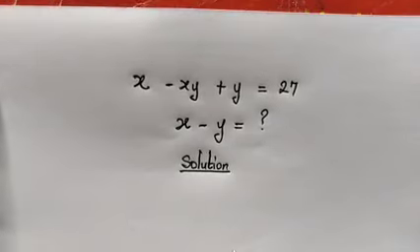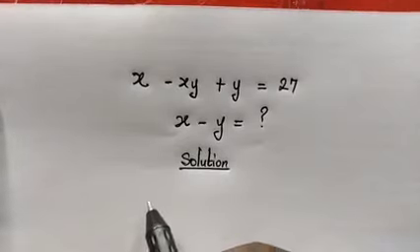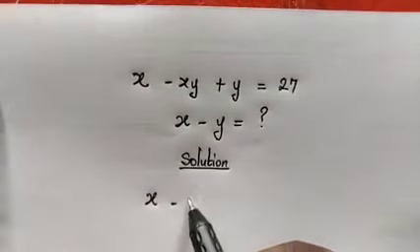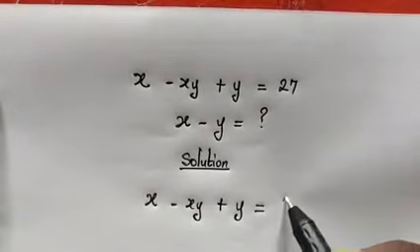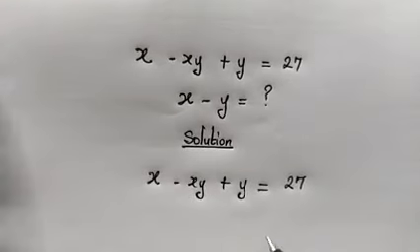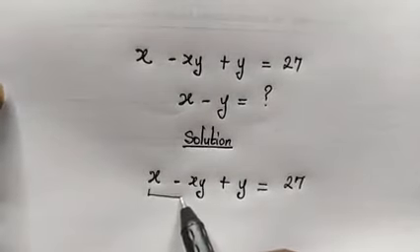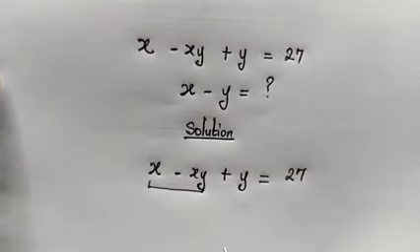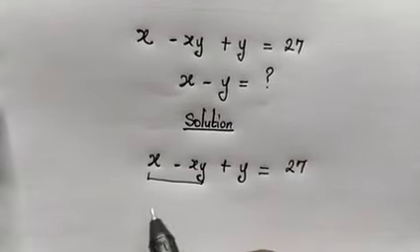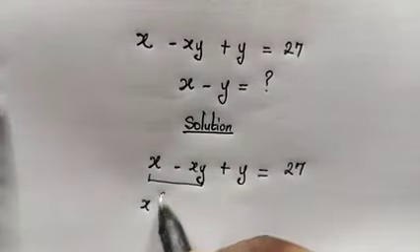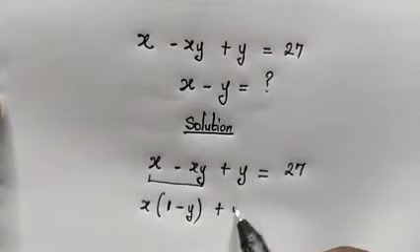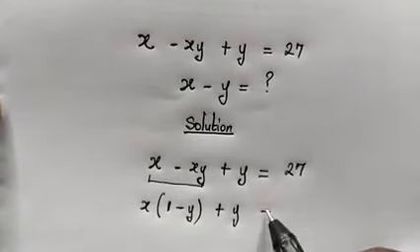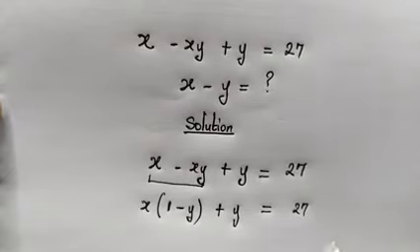So let's get started. We have x minus xy, then plus y. This is equal to 27. We can see from these two terms here, x is common, so we can factor it out. When you do that, we have x, then into bracket 1 minus y, right? And then plus y. This is equal to 27.